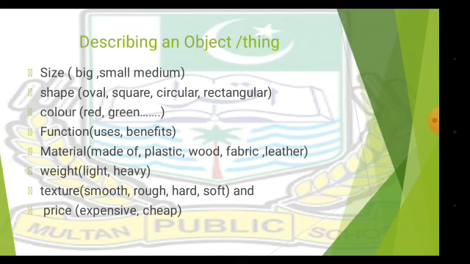Then comes describing an object or a thing, for which we have different points. Here, number one is size. We have to focus either it is big, small, medium, then shape, oval, square, circular, rectangular. Then we will focus on the color, red, green, yellow, purple, etc. Then function. What are the uses and the benefits of that object or a thing? Material. What is it made of? Plastic, wood, fabric, leather, and many other materials which you may know.